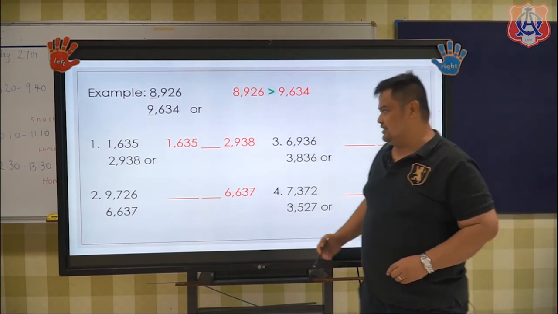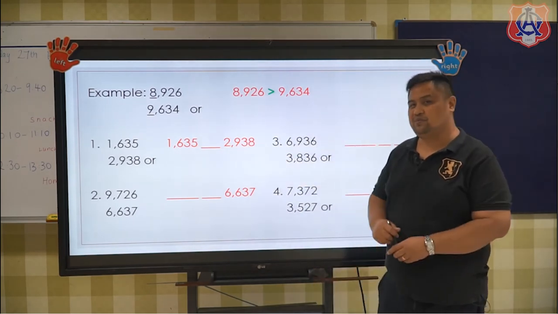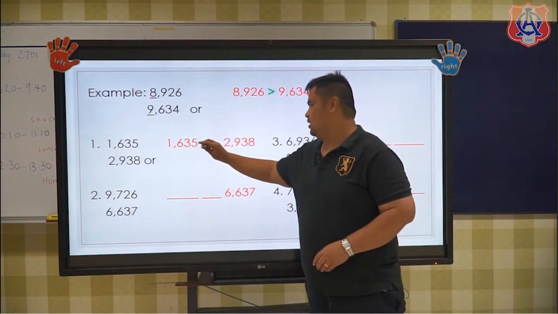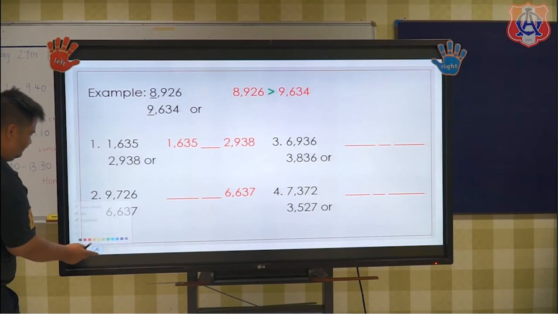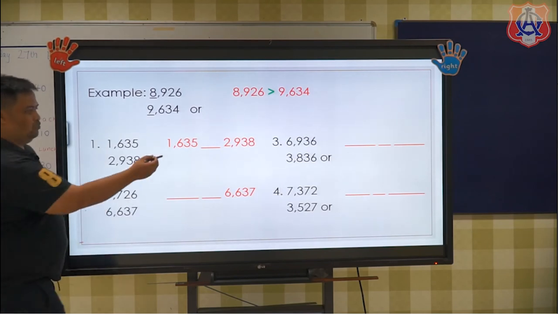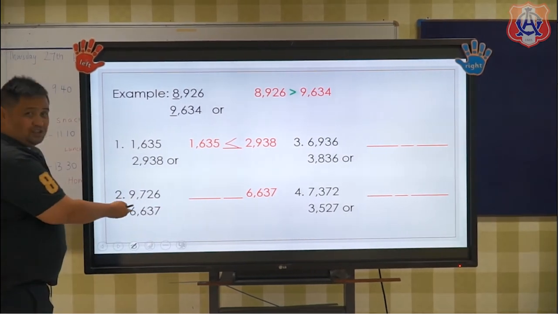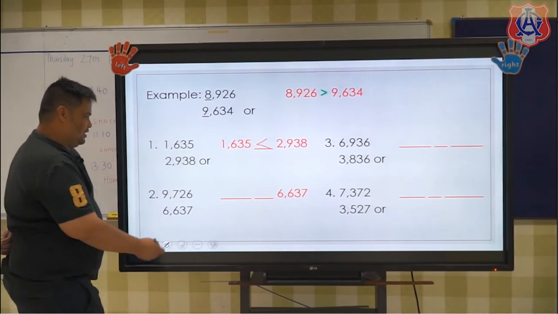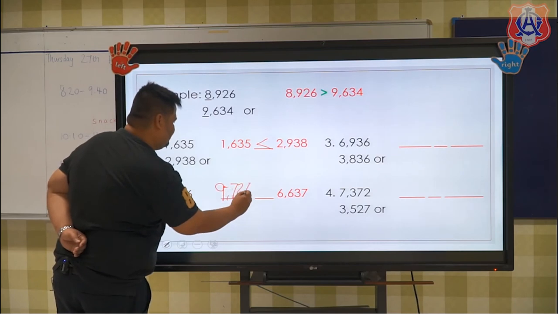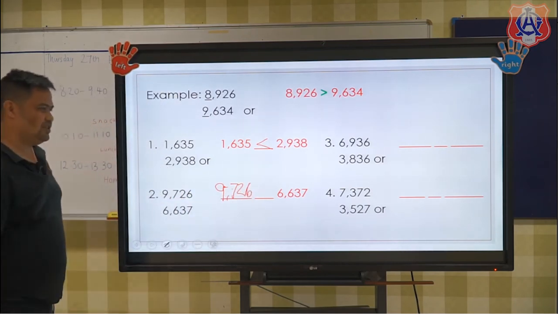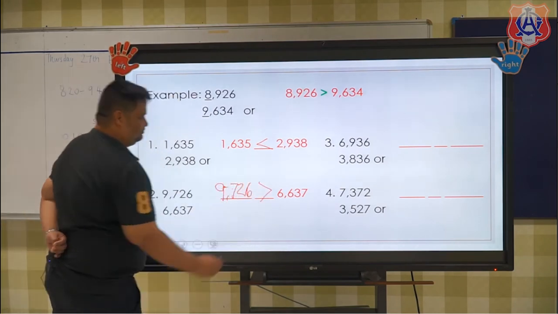Now, let's take a look at these examples. 1,635 and 2,938. Which one is bigger? Definitely, this one is bigger. Okay? Let's take a look. Which one is bigger? Question number 2. So this is 9,726 as compared to 6,637. Which one is bigger?